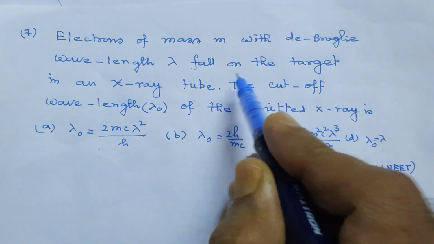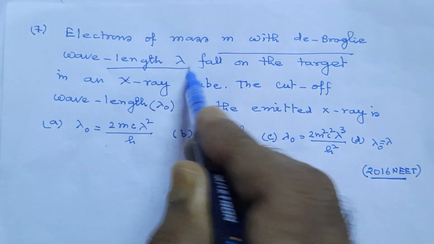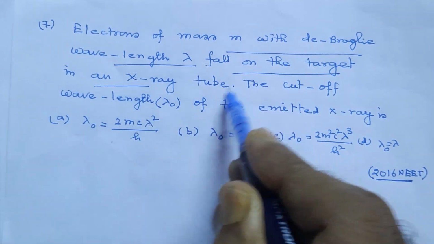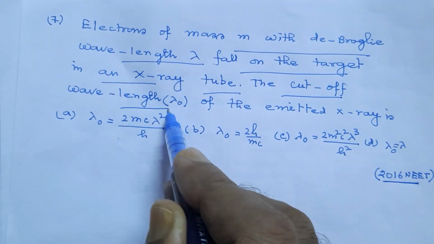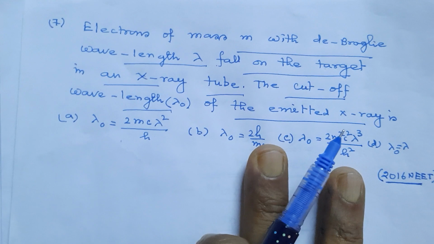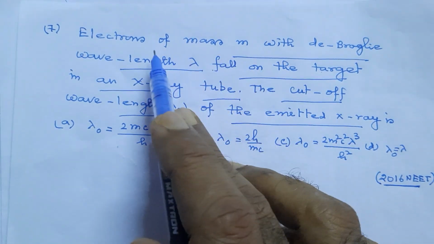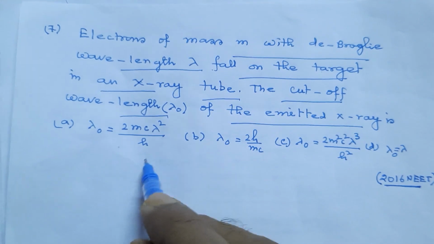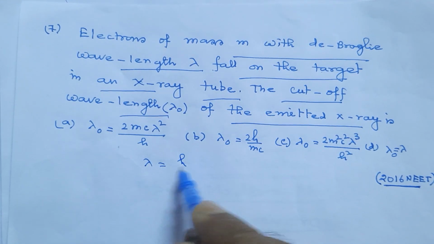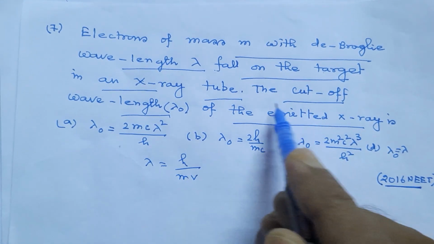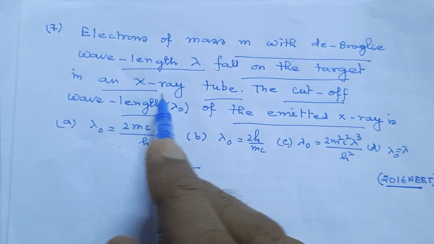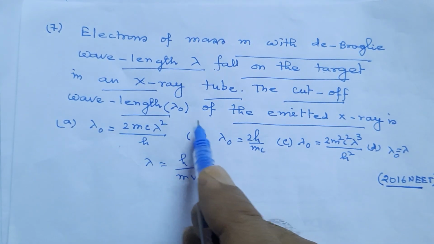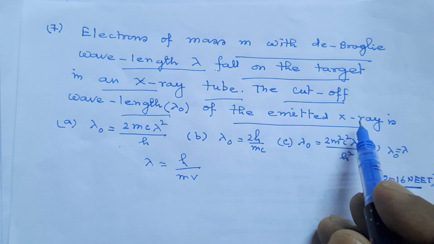For question number 7. Electrons of mass m with de Broglie wavelength lambda fall on the target of an X-ray tube. The cutoff wavelength lambda 0 of the emitted X-ray. We know that lambda equals h by mv.